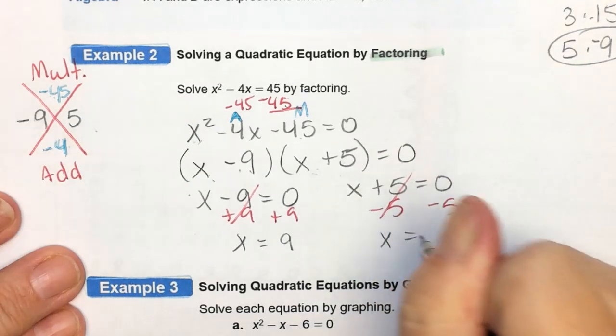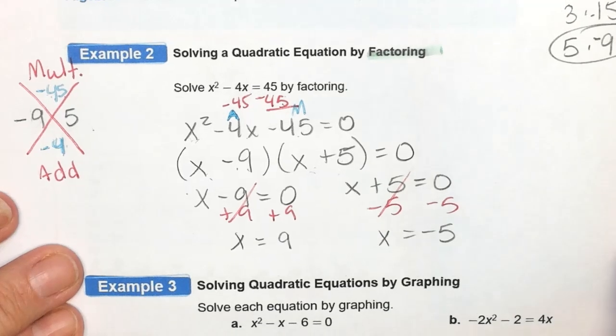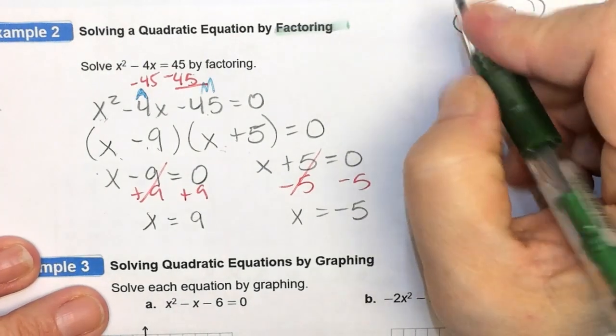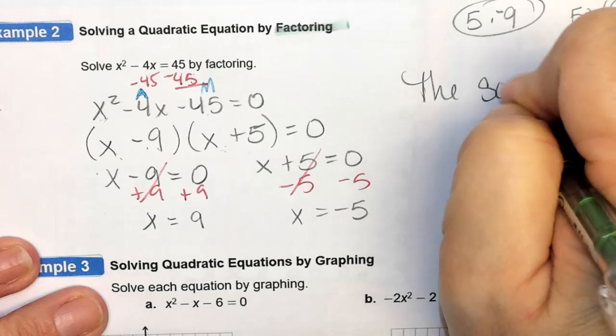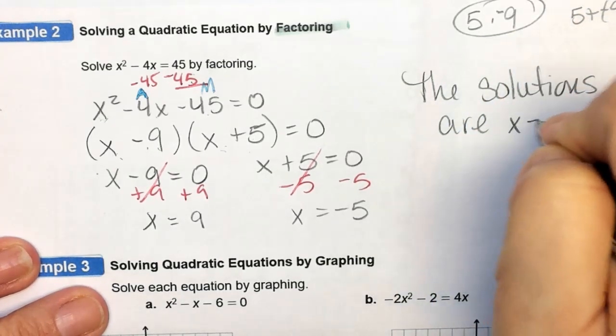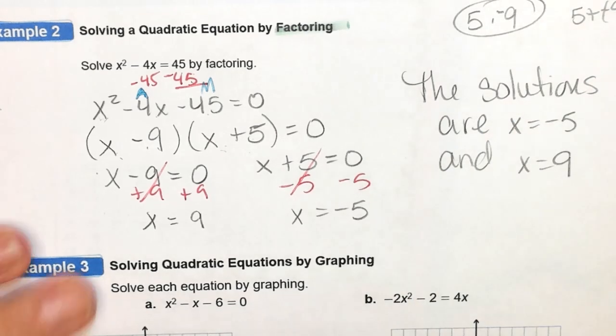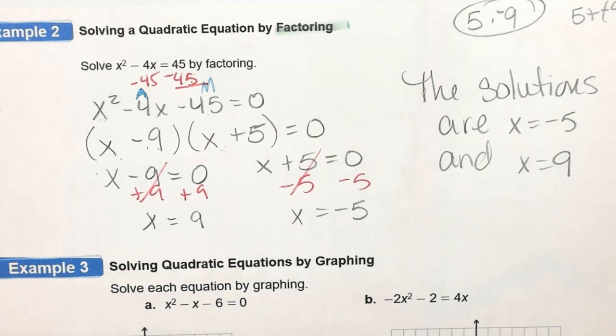And we have x equals negative 5. So these are the zeros. These are your solutions. All right, so the solutions, just so you remember, are x equals negative 5 and x equals 9. So those are your two solutions.